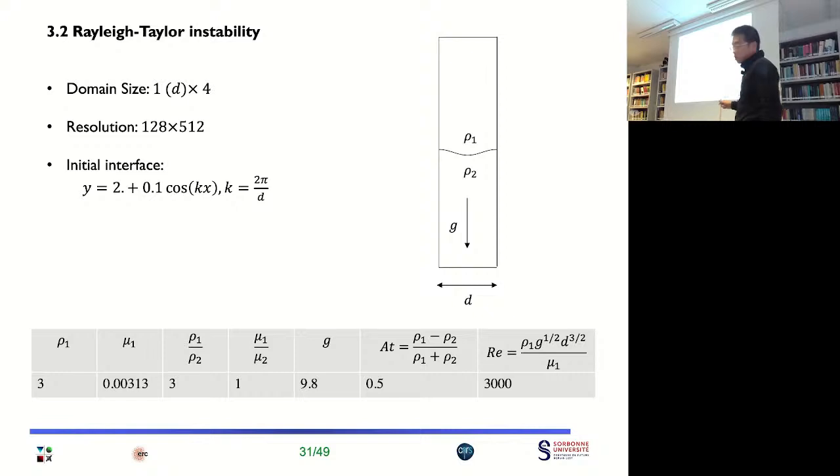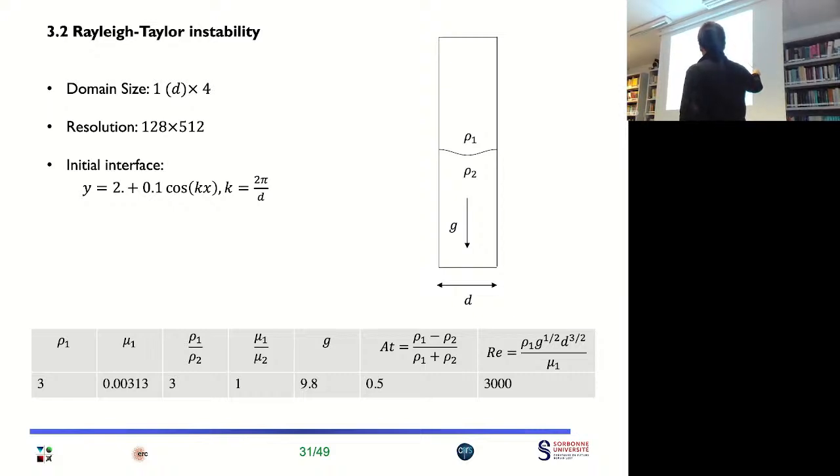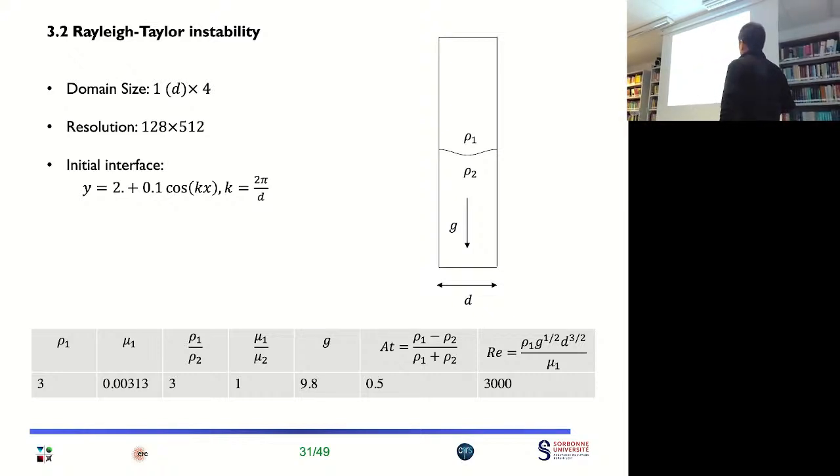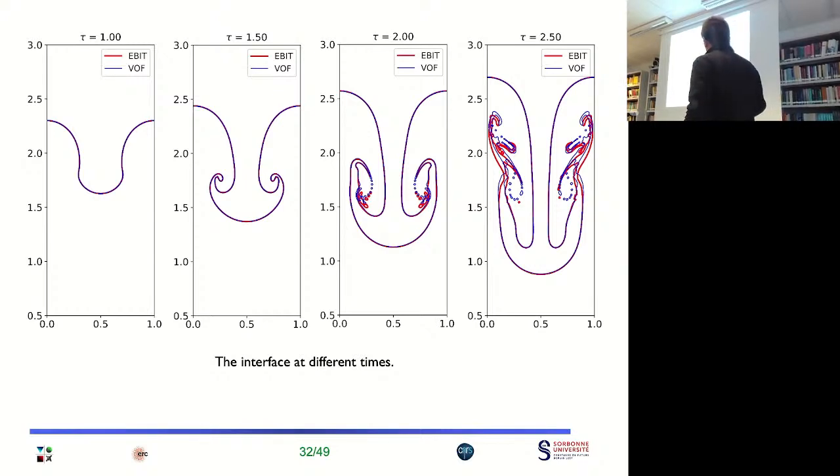And the following test is the Rayleigh-Taylor instability without surface tension. When a heavy fluid is on top of a lighter fluid, the perturbation on the interface will grow and eventually evolve into a mushroom-shaped interface. Here shows the interface line at different time instances obtained with the EBIT method and the Wolf method.